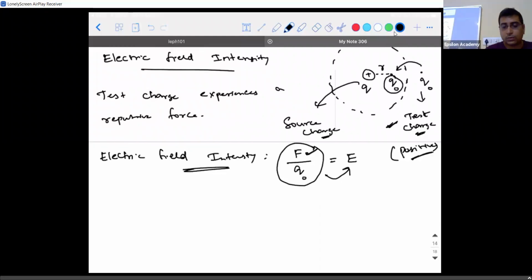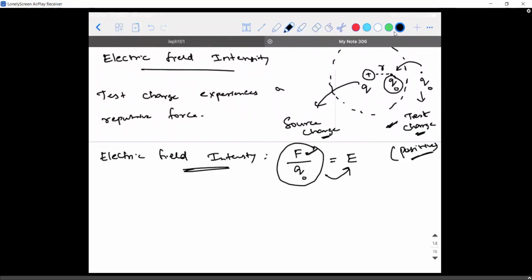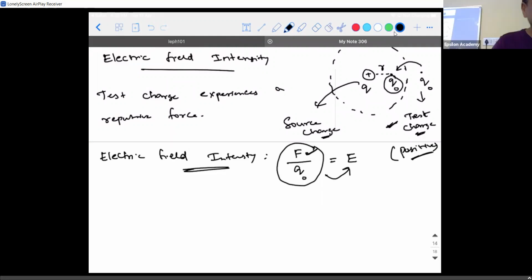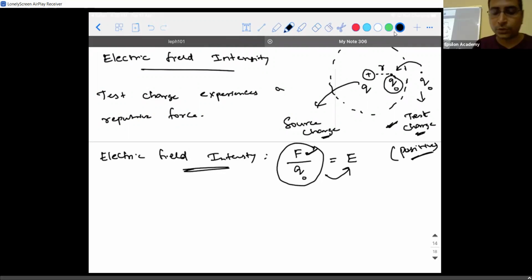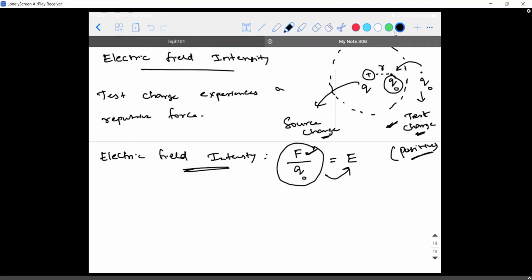Why can't we use a negative charge? Sir, is the source charge also positive by default? By default positive? No. The source charge can be negative. We are restricting things to one case. The source charge can be positive or negative. The test charge has to be positive. So here there is a question: why should the test charge be taken only as positive?